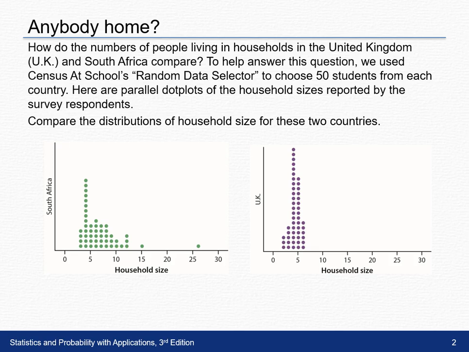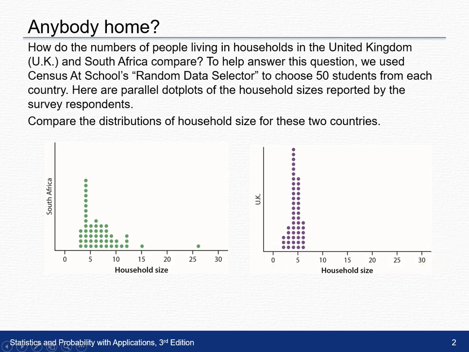To help answer this question, we use CensusAtSchool's random data selector to choose 50 students from each country. Here are parallel dot plots of the household sizes reported by the survey respondents. Parallel dot plots means that we have two dot plots on the same scale. You can see household size 0 to 30, household size 0 to 30.